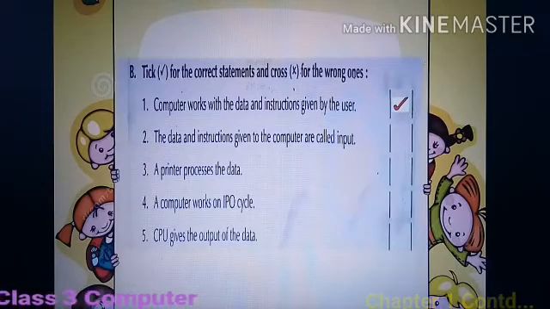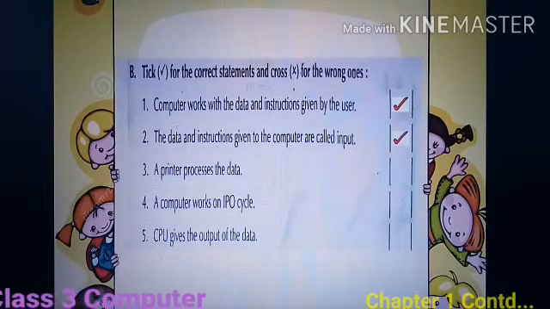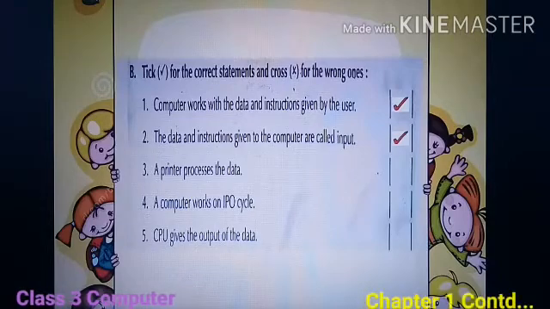The second one is, the data and instruction given to the computer are called input. Can you say it is true or false? Yes, you are right. It is true. Then the third one is, a printer processes the data. Is it right? No, the CPU processes the data. So for the third one, put a cross there.